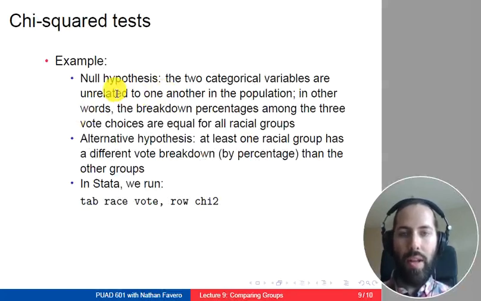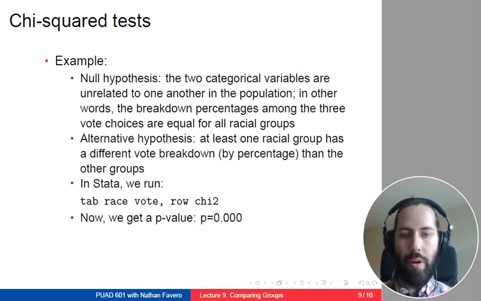And of course, we have our null hypothesis written right here. In other words, we're going to reject the idea that there's no relationship between race and who someone voted for. And we're going to conclude that the alternative hypothesis is true, that race is related to who people voted for.